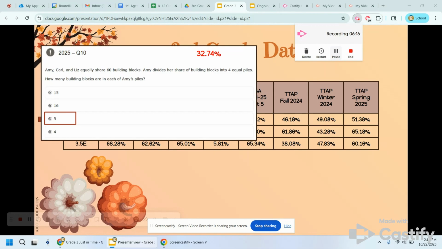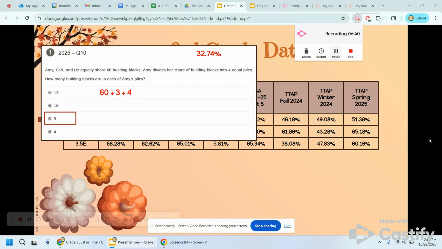So as you can see, only 32% of students got this one correct. And it's because it's a 2-step problem. First, I had to take the 60 blocks and divide it equally among the 3 friends. That gave them 20 each. And then they had to take the 20 blocks, and Amy is dividing hers into 4 equal piles. So then they had to divide again.